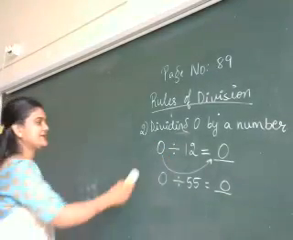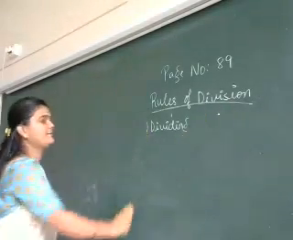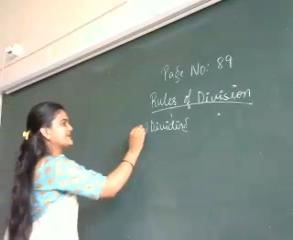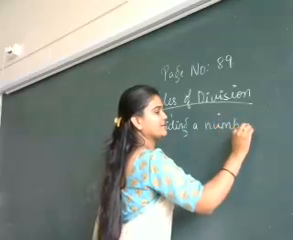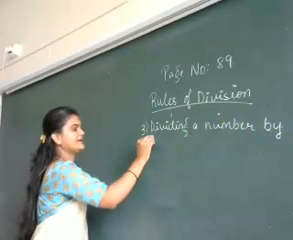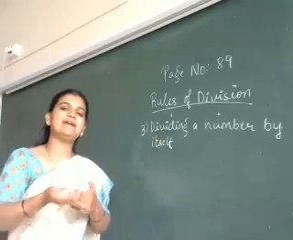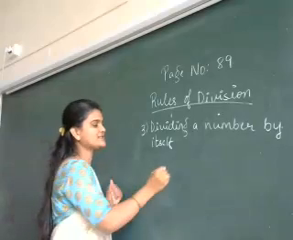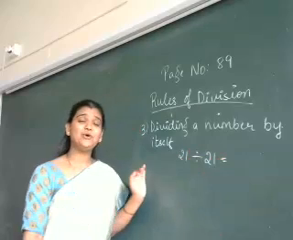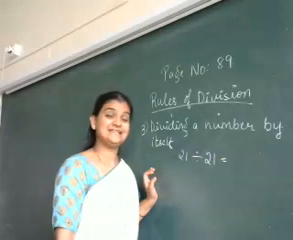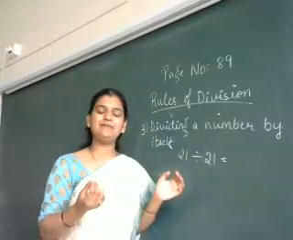Next one. Dividing a number by itself. The third rule says that dividing a number by itself. Now take any number and divide it by the same number. What answer do you get? Zero? Is it zero? One. Yes. Why will it be 0?